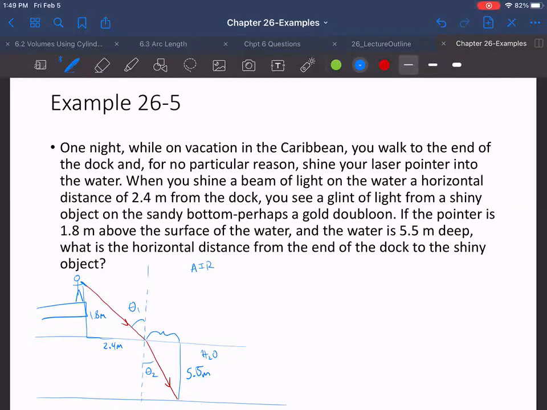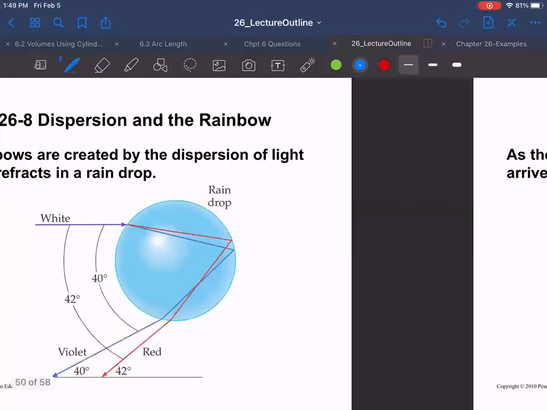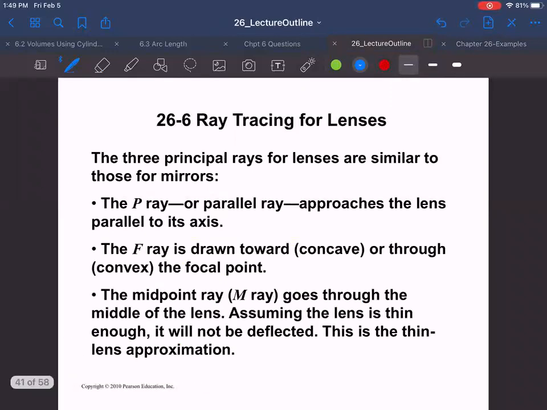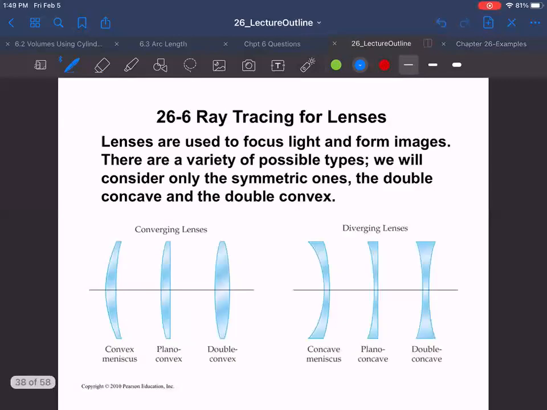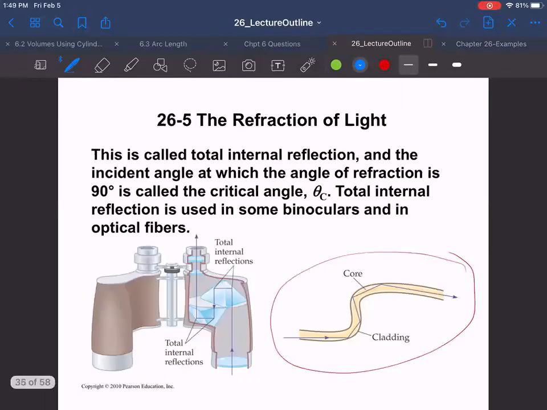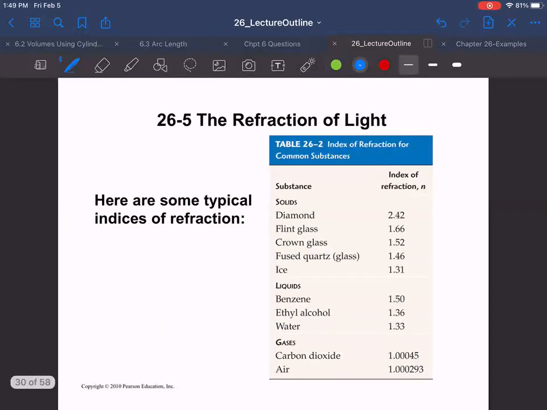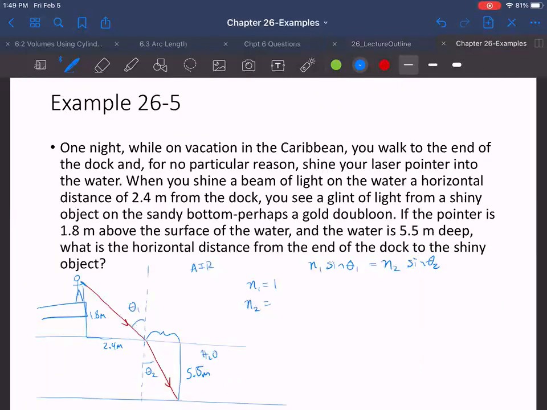And so we need theta 1, right? We're going to use N1 sine theta 1 equals N2 sine theta 2. We're going to say N1 equals 1. And we're going to say N2 equals, come back here. What is it for water? Oh, there it is. Water, 1.33. Oh, I should have known that. 1.33.